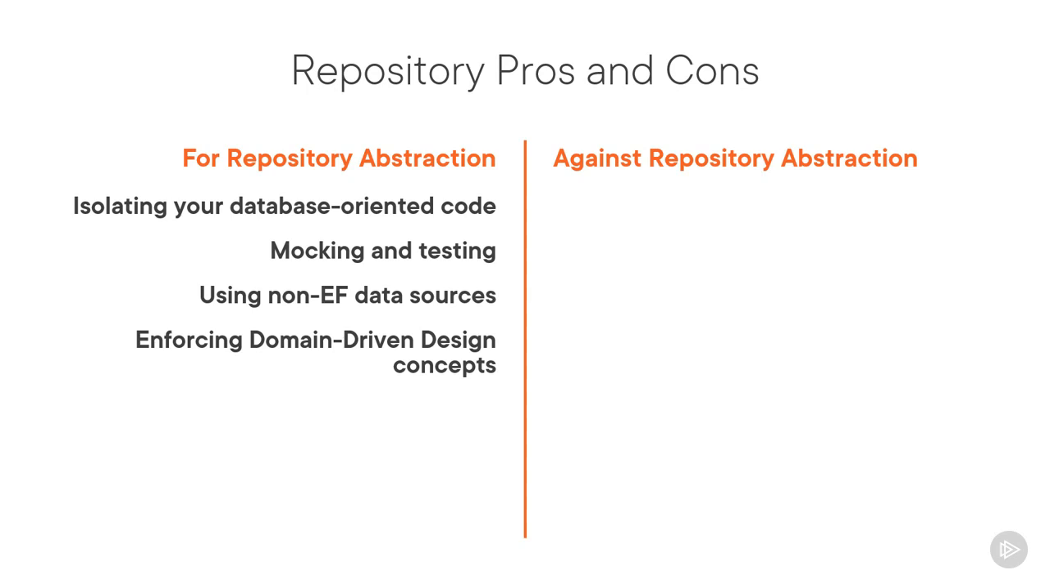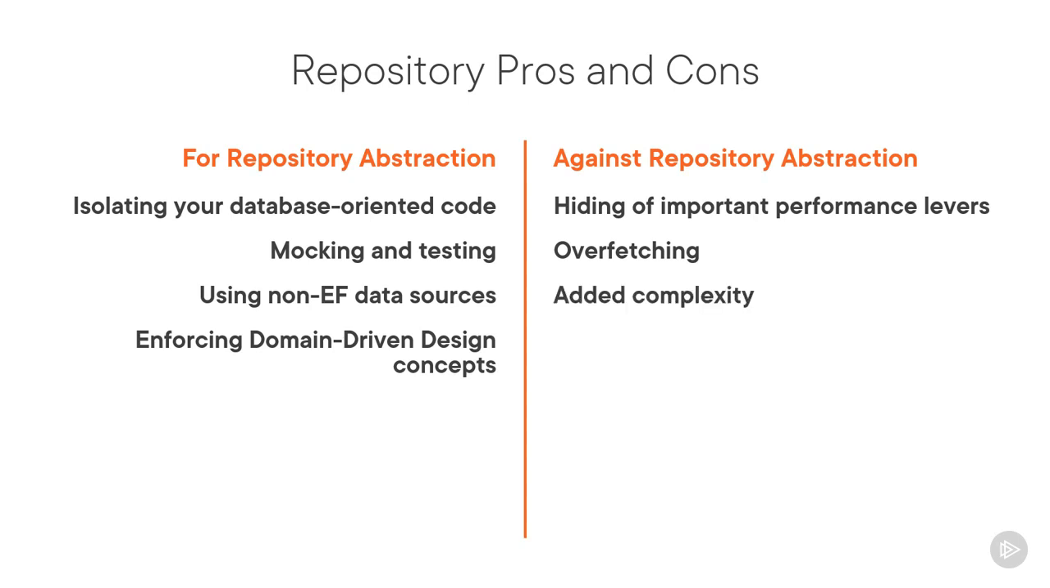Arguments that you'll see against using an additional repository abstraction include hiding of important performance levers like change tracking, graph traversal, and deferred execution, overfetching of data inside of the repository that ends up not being used in the domain logic, and an added layer of complexity.